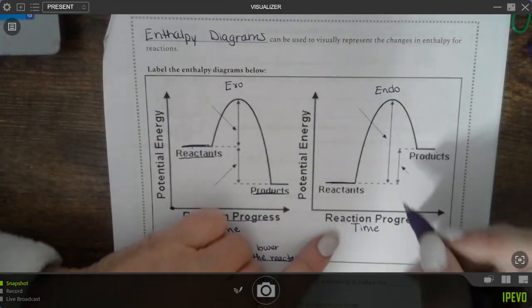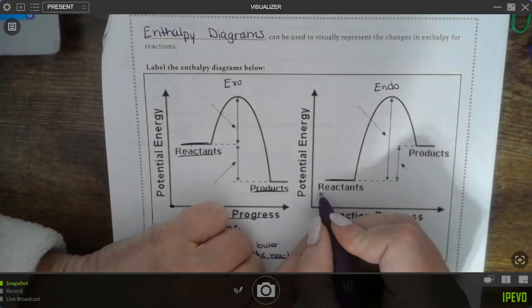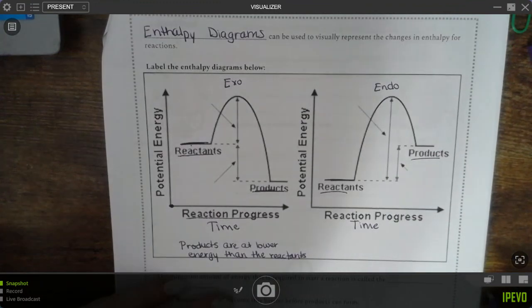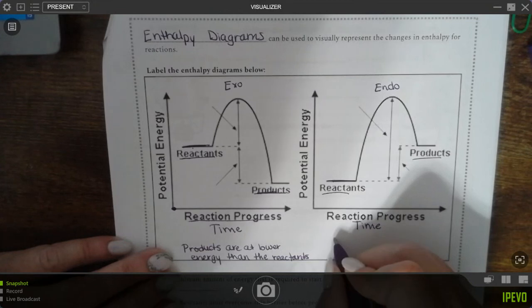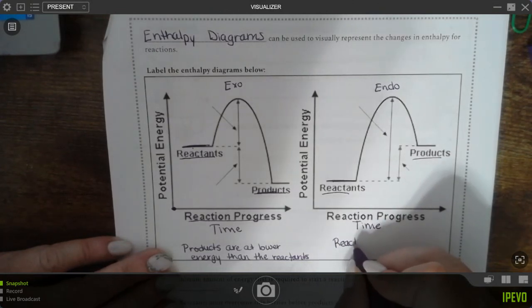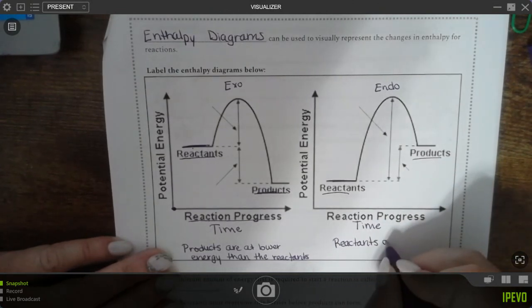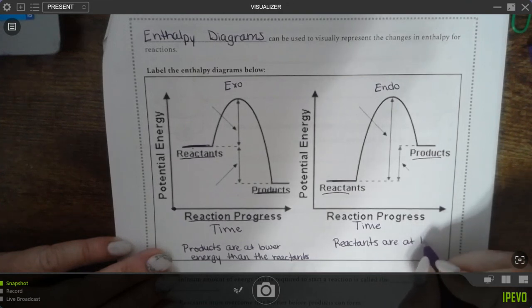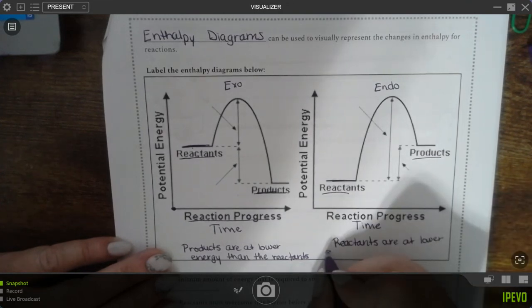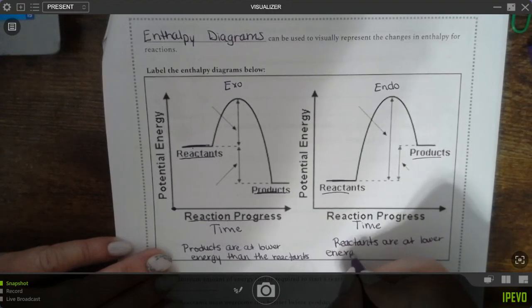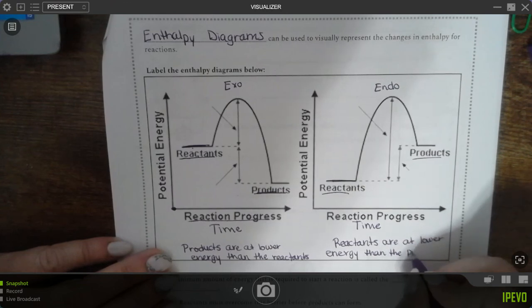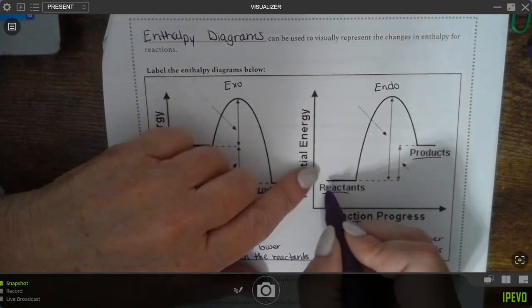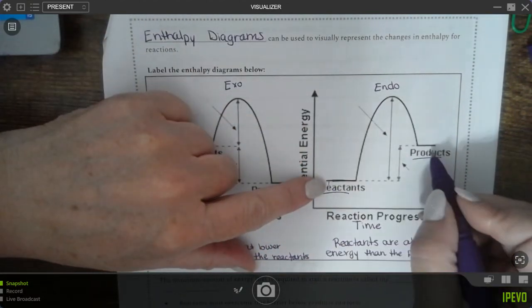In an endothermic reaction, notice my reactants are at lower energy than the products. So that just means the reactants are lower on the y-axis than the products.